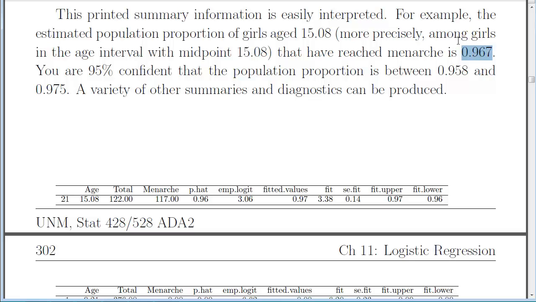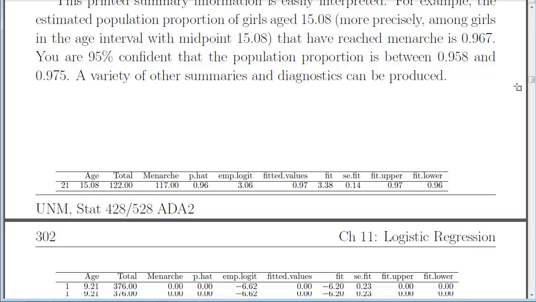The way I've written this, this must be the fitted value. 0.967 is the predicted value for these girls, with a confidence interval of 0.958 up to 0.975. So actually a pretty narrow confidence interval. By the way, these confidence intervals do not need to be symmetric, and often will not be when you're close to 0 or 1 in probability.